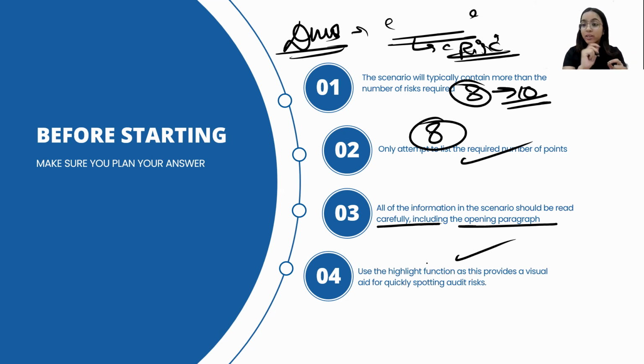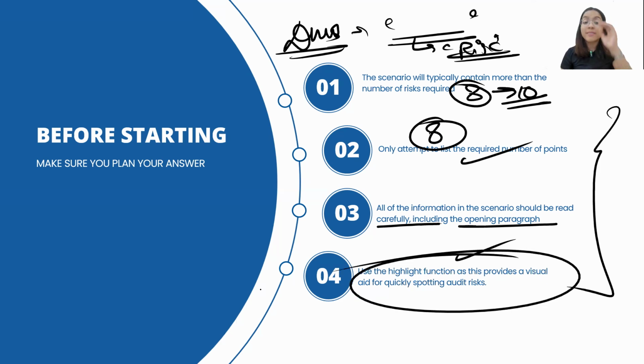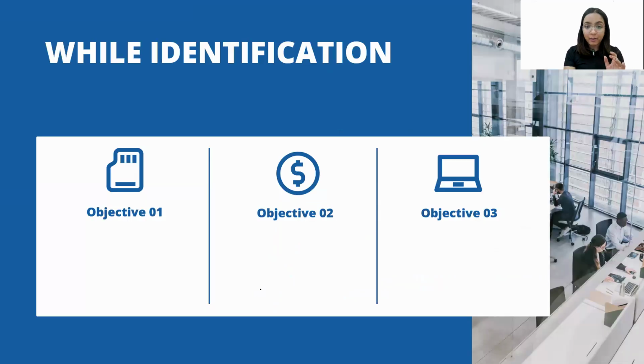You don't have to read the whole scenario again and again. The examiner's report has clearly given these general comments: before you jump onto the answer, before you start writing, make sure you plan it well. Now, identification, explanation and response, we will do one by one.